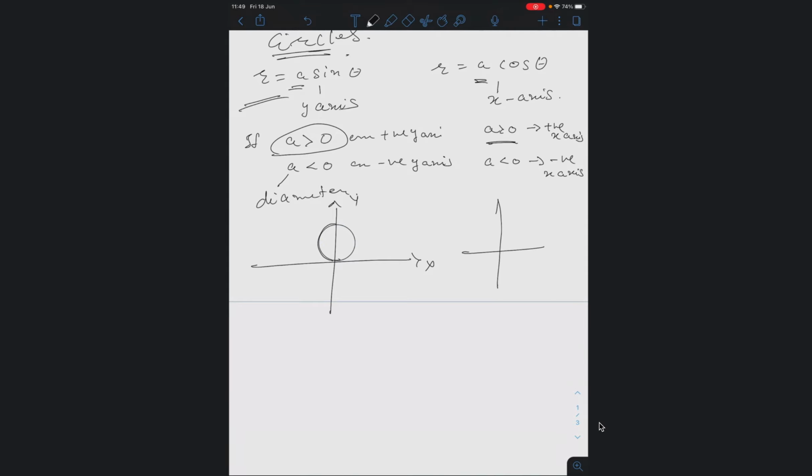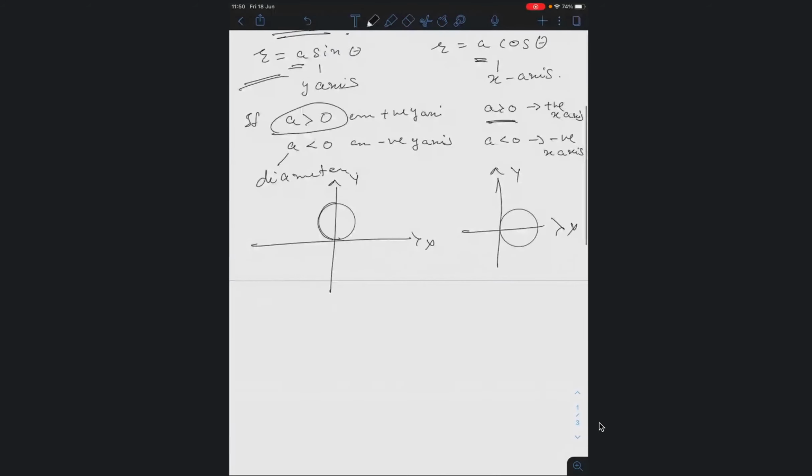Suppose I consider a positive and you have a cos theta, so this is the x-axis, this is the y-axis, the circle will be on the x-axis. Similarly, if a is negative, the circle will be on the negative y-axis for sine theta. Now, though I said a is the diameter, how do we find the center?